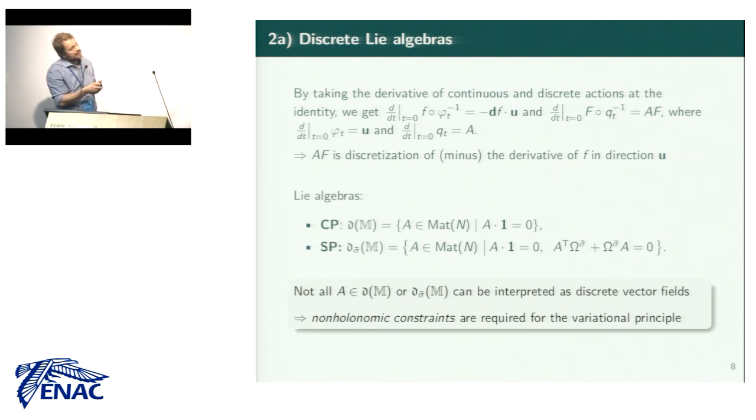And here, in the case of the soundproof model, we have also this constraint, but we have an additional constraint which comes from the incompressibility constraint, but it's now translated to the Lie algebra level. But here we have to be careful, because this definition doesn't give us real discrete vector fields. We need additional constraints that we have to take into account in the variational principle to really describe discrete vector fields.